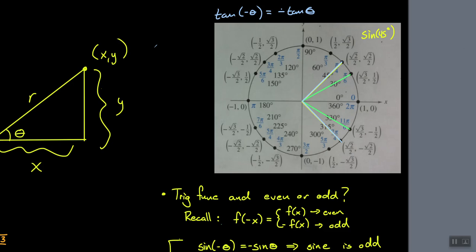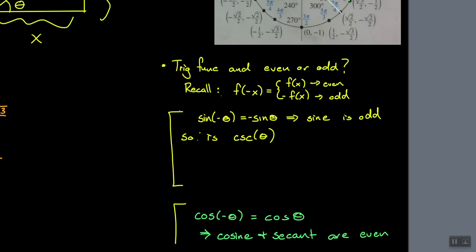Cotangent. So, one more. Tangent of negative theta, I'm writing the same thing, is equal to the negative tangent of theta, which implies tangent and cotangent are odd.